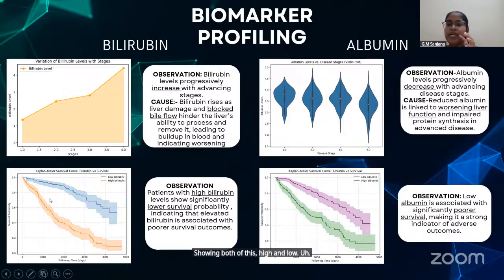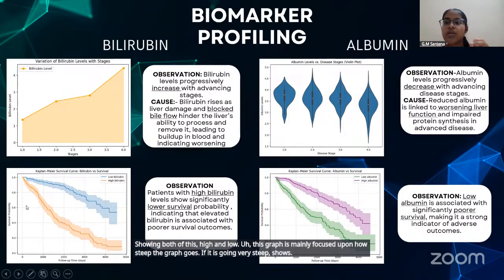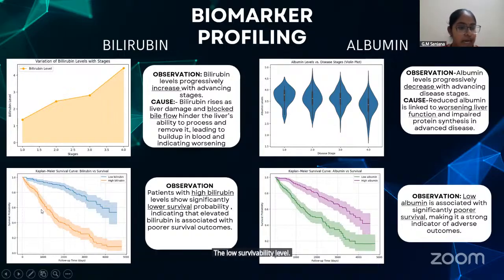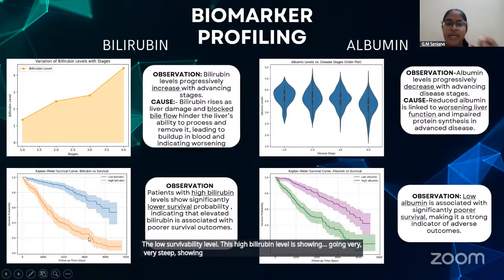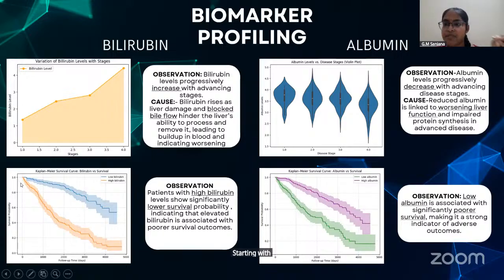This graph is mainly focused on how steep the graph goes. If it is going very steep, it shows a low survivability level. The high bilirubin level is going very steep, showing very low survivability. Starting with one, that is 100% survivability, it goes down.